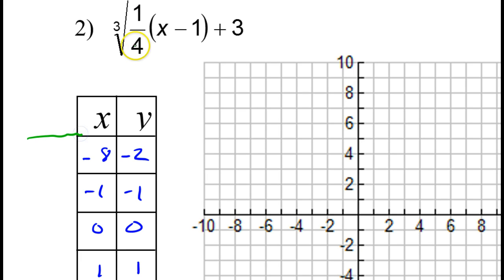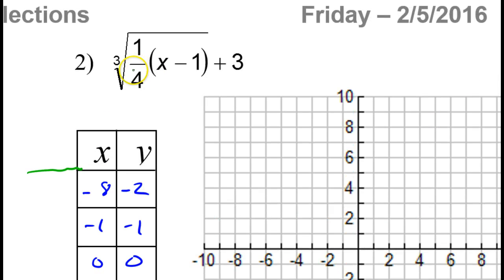Exactly. So to make the new x column, we multiply by the reciprocal of this b value. So the reciprocal of 1/4 is 4. So that's why I'm going to do 4x to make my new x column. So this is going to be -32. Say again? Yes. So when we do it on the inside of the radical, we're making a new x column, versus on the outside of the radical, that's a new y column.